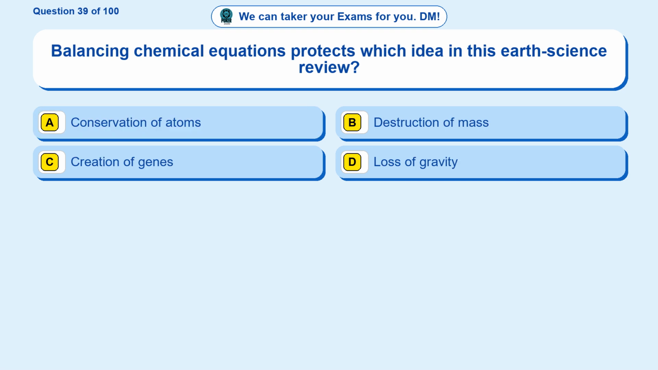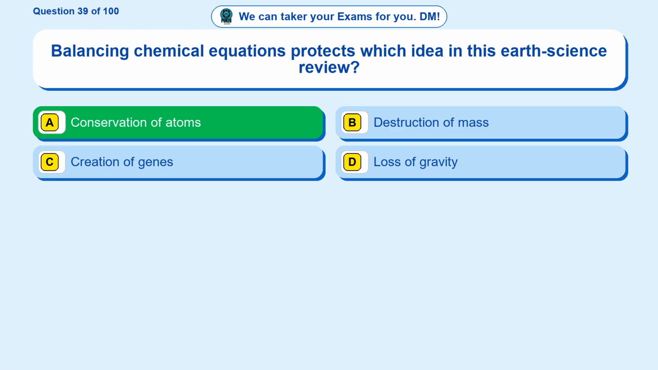Question 39. Balancing chemical equations protects which idea in this Earth Science Review? Option A, conservation of atoms. Option B, destruction of mass. Option C, creation of genes. Option D, loss of gravity. The correct answer is option A, conservation of atoms.